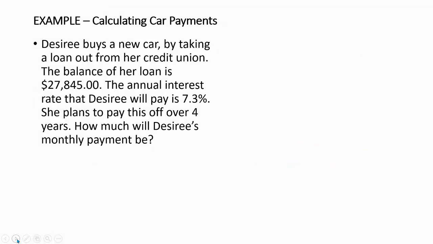Okay, step 1. We need a formula for that. We're looking for the amount of our monthly payment. So it's A equals principal times, and I'm putting a big old parenthesis here, R, which is my rate per month, times 1 plus R.